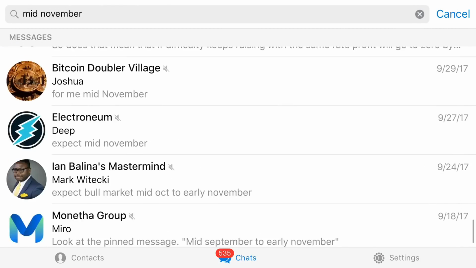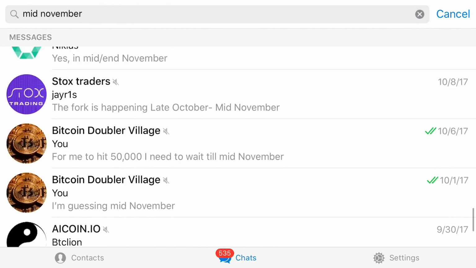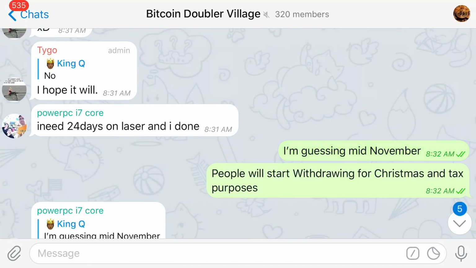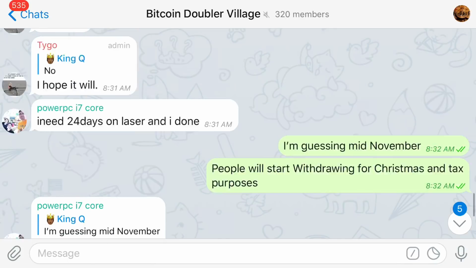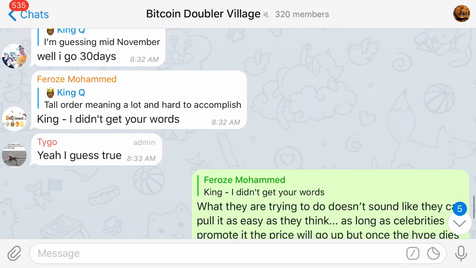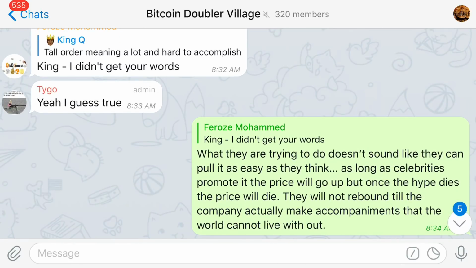And then there's a few other people, if I go through here. For me, mid-November, that person said. I said, I'm guessing mid-November. Somebody said, in 24 days on Laser, I'm done. I said, I'm guessing mid-November. People will start withdrawing for Christmas and tax purposes. So that was me answering, do you think Laser will be around in December? I said no. And then I said mid-November.